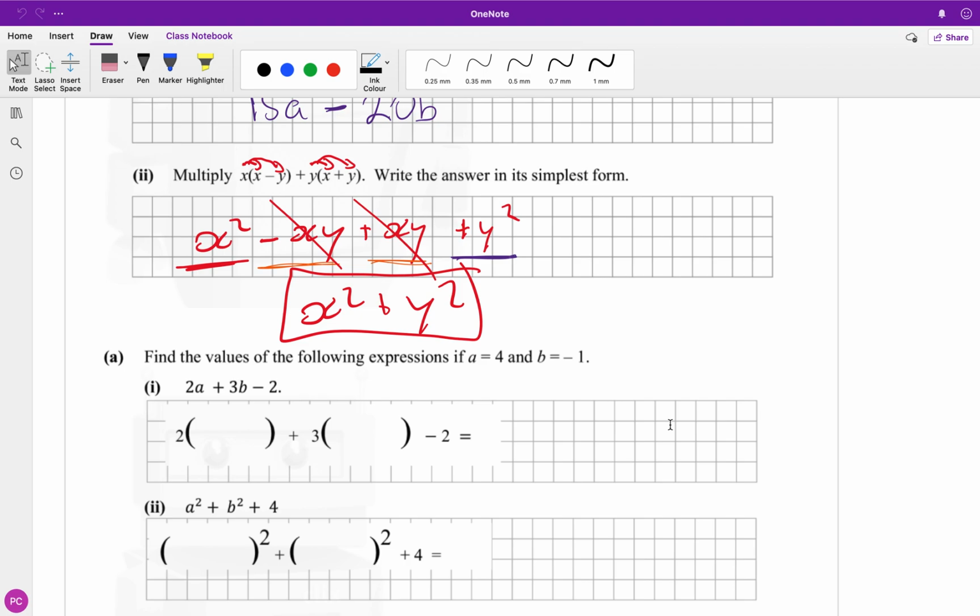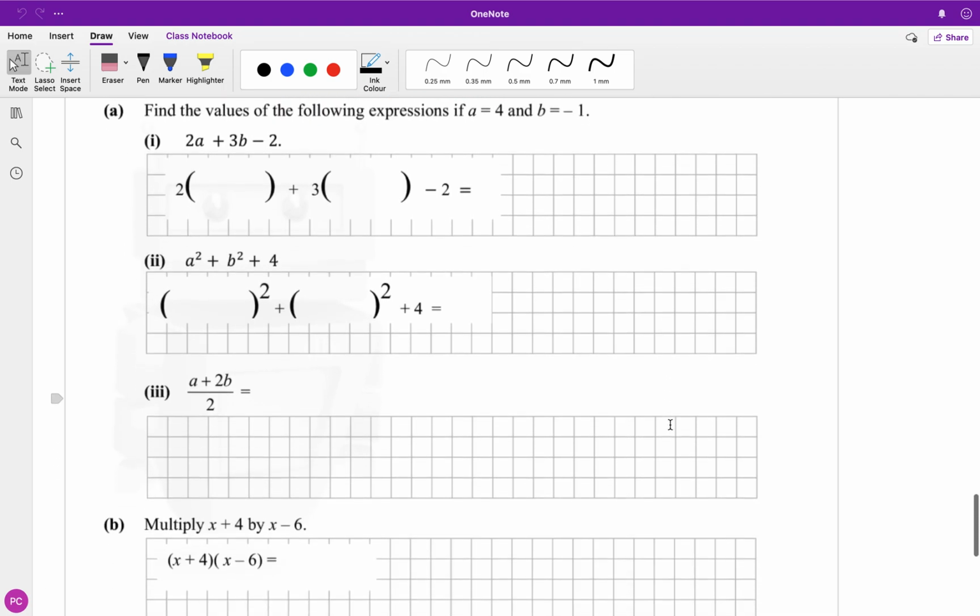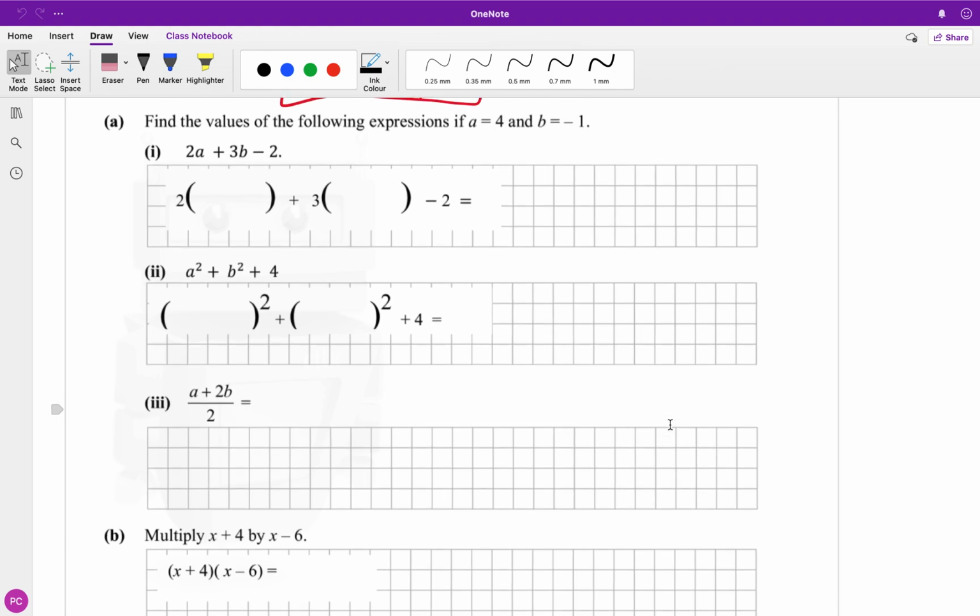Okay. Find the values of the following expression. So a is 4 and b is minus 1. So they're saying that, here's what we're using all the time. A is 4 and b is minus 1. So, instead of a, we're putting in 4. So 4 goes in here. 2a plus 3b minus 2 is equal to 0. So we're going to have to work that out.